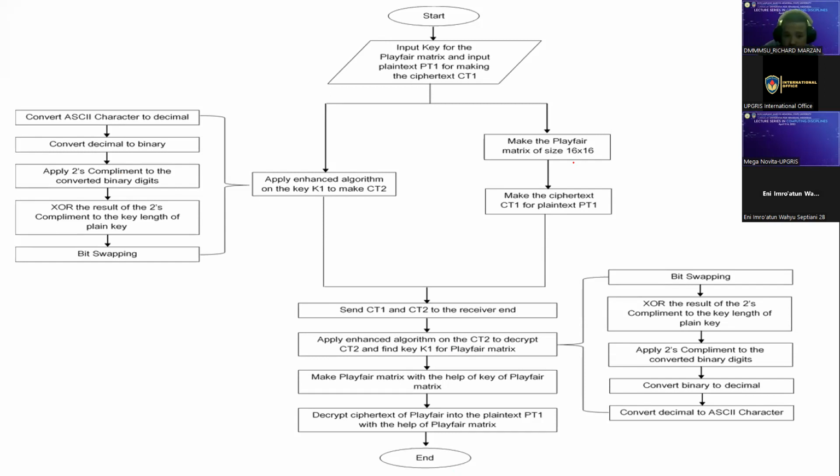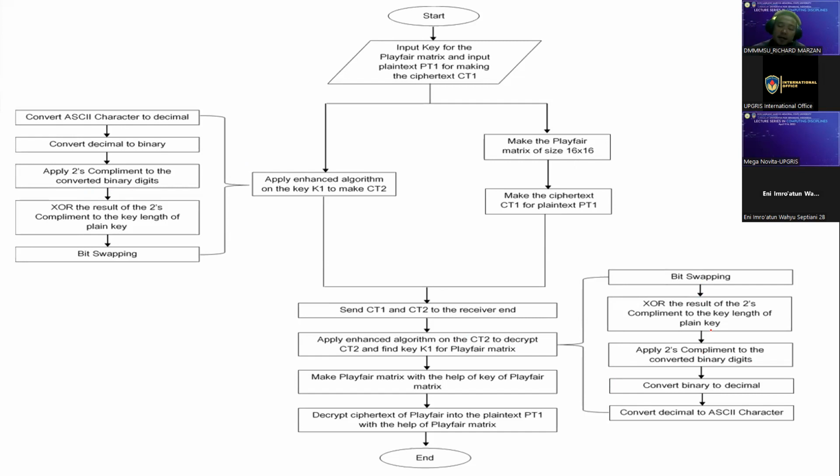So the receiver will apply the enhanced algorithm on the CT2, or the ciphertext 2, to decrypt the key K1 for the Playfair matrix. So vice versa, like we did in encrypting. First, we have the bit swapping. It will swap the bits like we did in the encrypting.